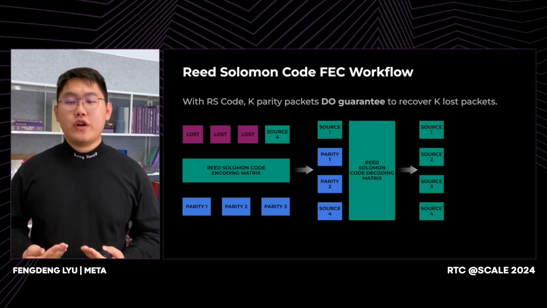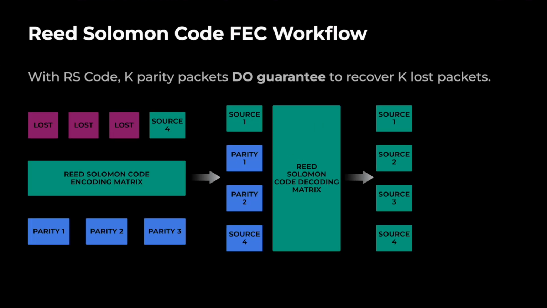Here's an overview of how Reed-Solomon code FEC works. On the sender side, we have all those source packets, and depending on some mechanism, we decide how many parity packets to generate. So we feed all those source packets into the generator matrix, and the generator matrix can give us as many parity packets as we want. Afterwards, we send everything over the network.